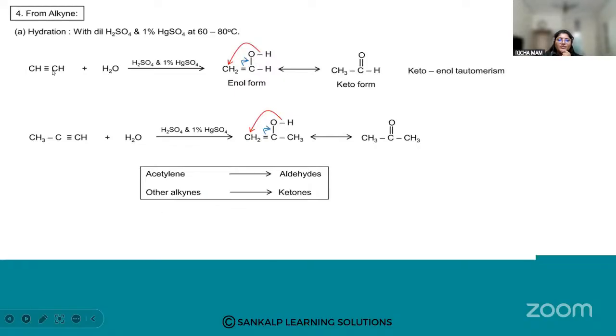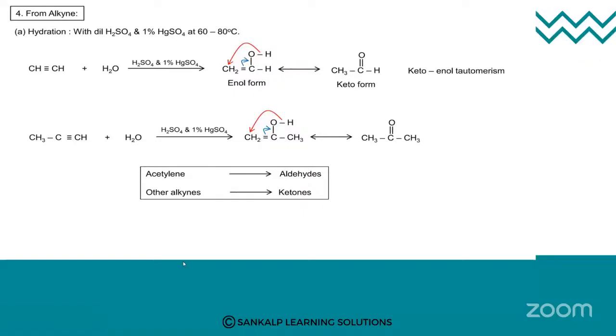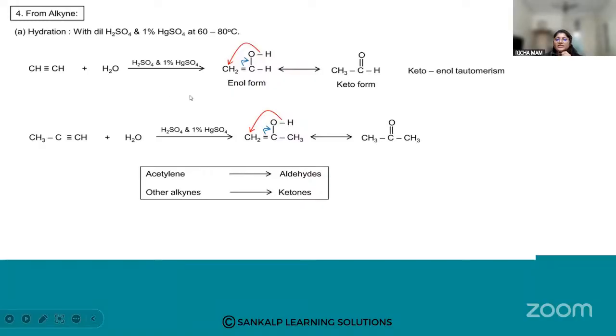Alkynes also we have seen, that is the hydration reaction with dilute H2SO4 and HgSO4 at 60 to 80 degrees Celsius. When acetylene is reacted with water, you get keto-enol tautomerization. So whenever you have acetylene, you are going to get aldehyde. Other alkynes will give you ketones. Okay.